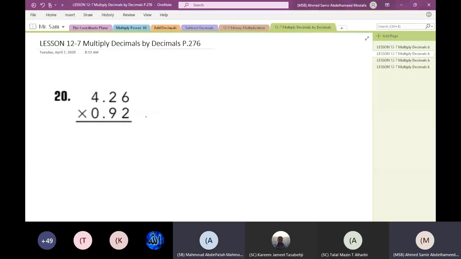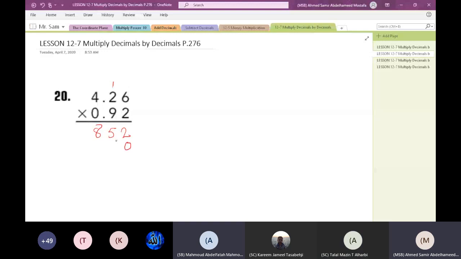Six times two is 12. Two and carry one. Two times two is four plus one is five. And two times four is eight. That's it. Now let's see the second part. Put a zero.